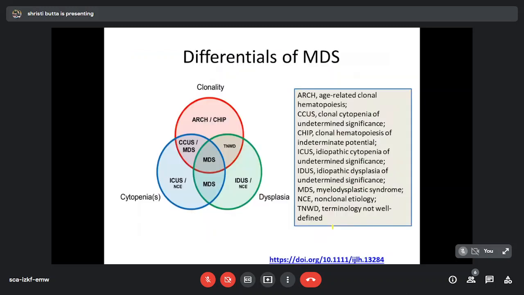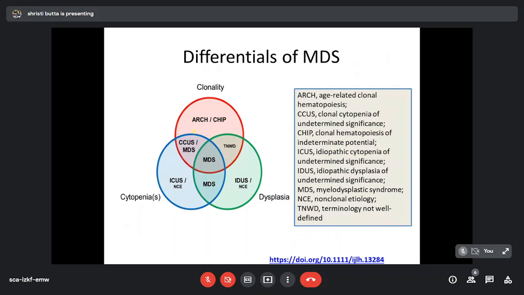Now, coming to the differentials of MDS, this is a very interesting article, and it showed how we can differentiate different entities like age-related clonal hematopoiesis, clonal hematopoiesis of indeterminate potential or CHIP, idiopathic cytopenia of undetermined significance or ICUS, idiopathic dysplasia of undetermined significance or IDUS, or myelodysplastic syndrome. So how do you differentiate? When you have clonality with cytopenia and dysplasia, it's a case of MDS.